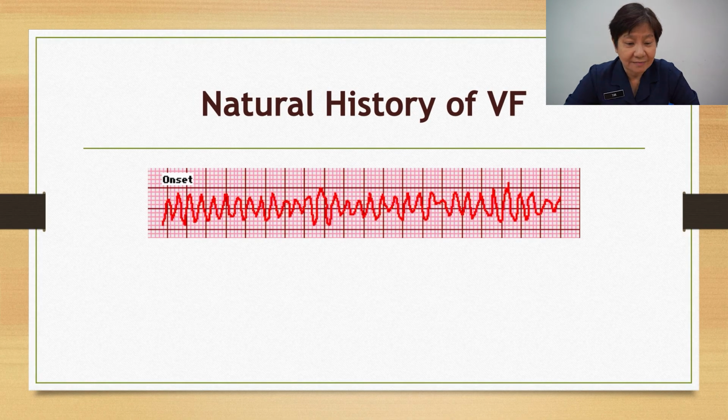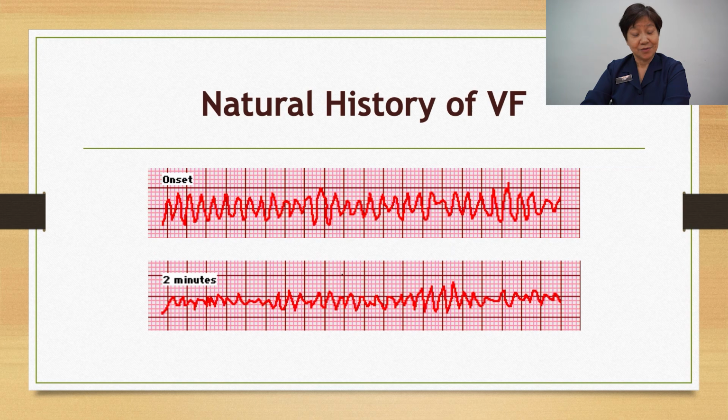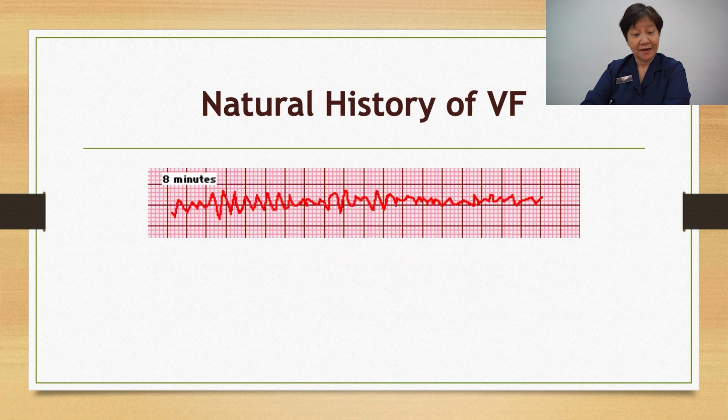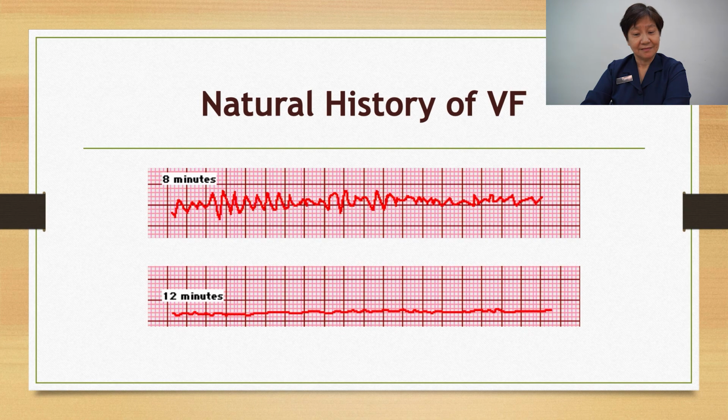Natural history of VF. Just like I told you all just now, if you act too slow, what will happen? See? Okay, it causes VF. Slowly, over 2 minutes, it becomes more fine, until asystole. So everybody remember to act fast in order to save the patient's life.